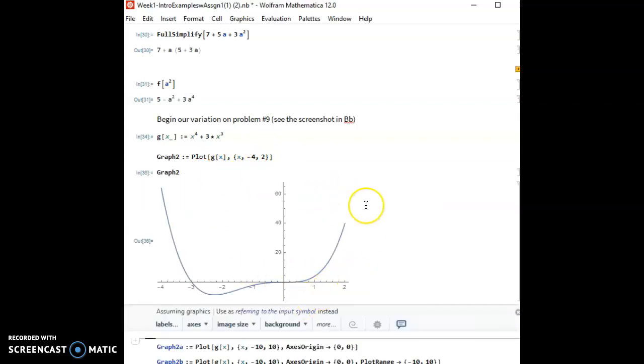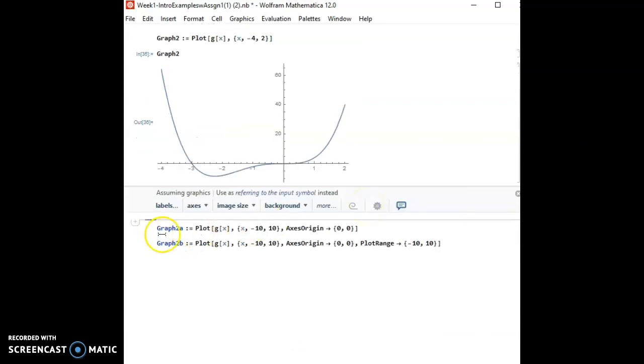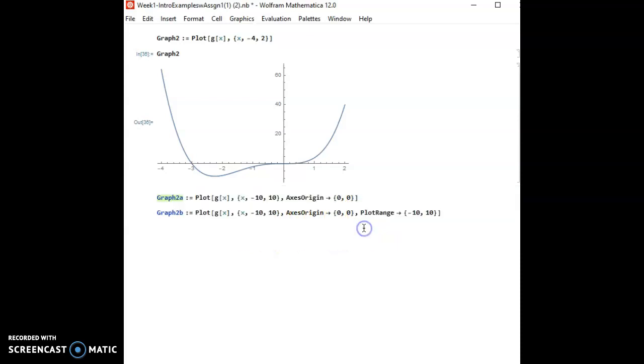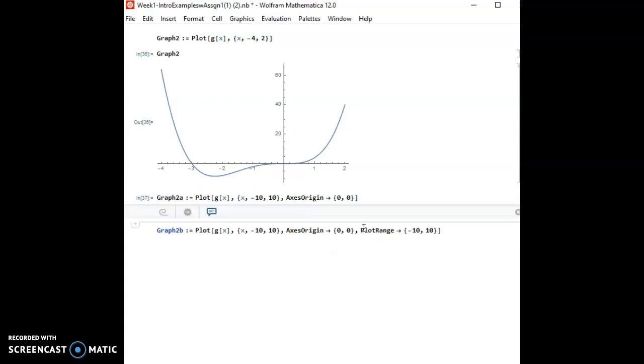Doesn't look exactly like that, but the domain is different. So let's plot another, the range is different and the domain is different. So let's go from -10 to 10. And we have Mathematica graph this, graph 2a.